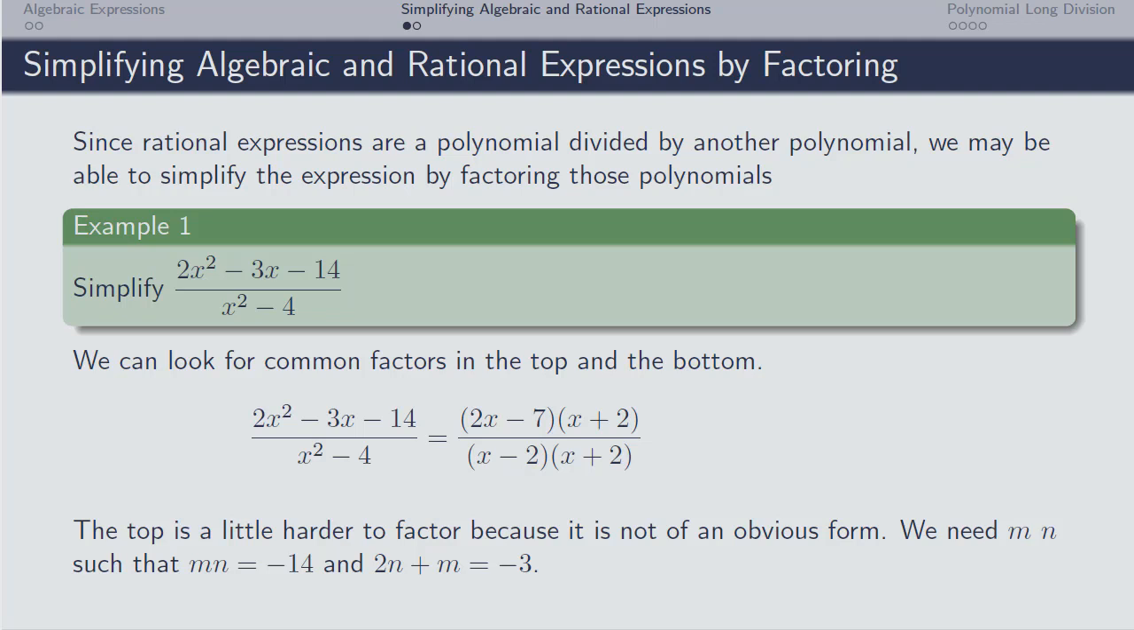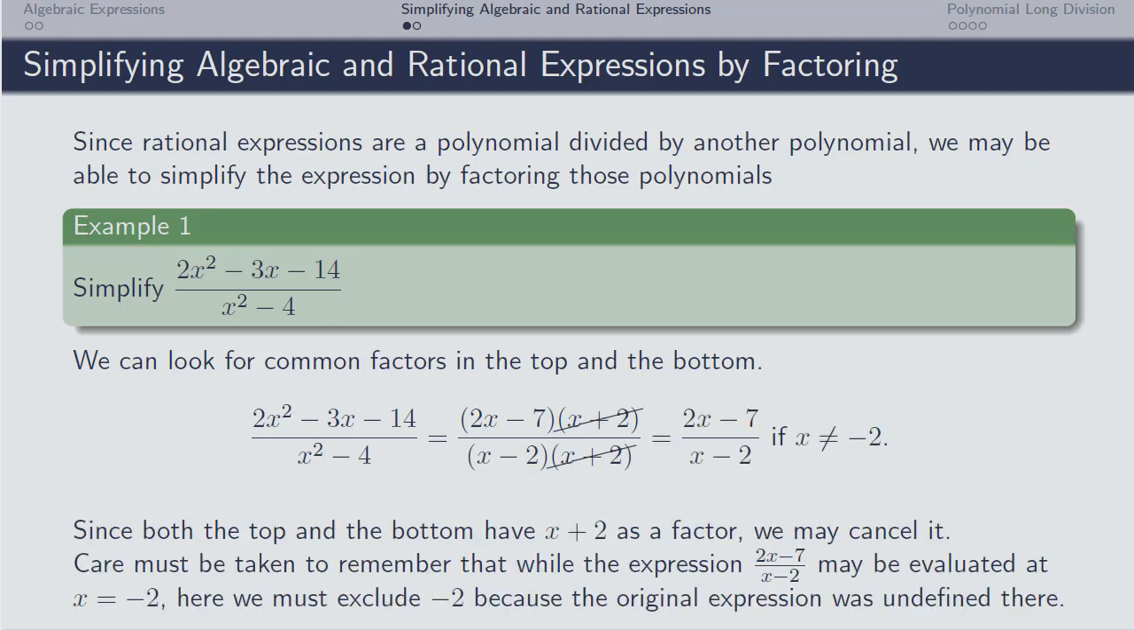Now, look, both the top and the bottom have a factor of x plus 2, right? So I have x plus 2 divided by x plus 2. That is 1. Please understand that that is the reason and the only reason why I can cancel these. x plus 2 divided by x plus 2 is 1, and 1 times something is that something. That is the only reason we can cancel these. Don't make up another reason.